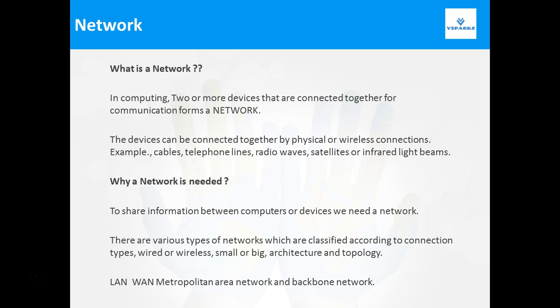You can ask me a question, why we need a network? We need a network to share information between the devices in the network. So these networks can be wired or wireless, can be small or big based on their architecture and topology. LAN, WAN and metropolitan area network are some of the examples of a network.